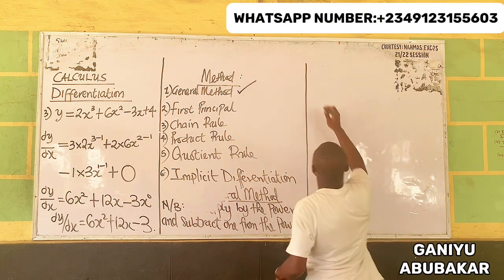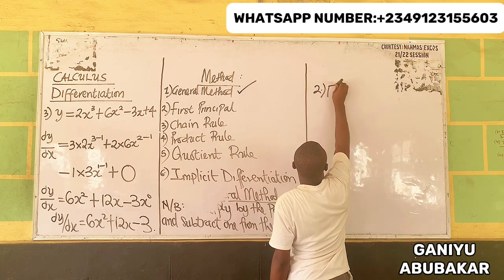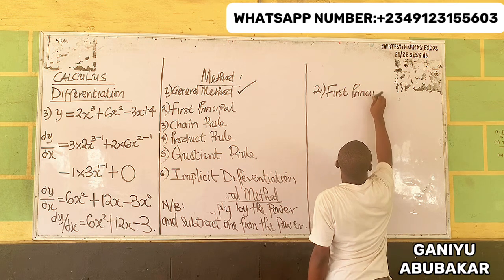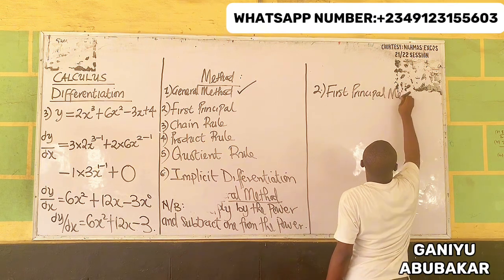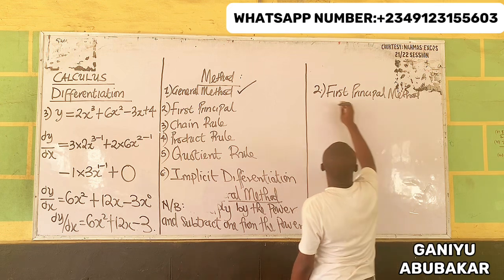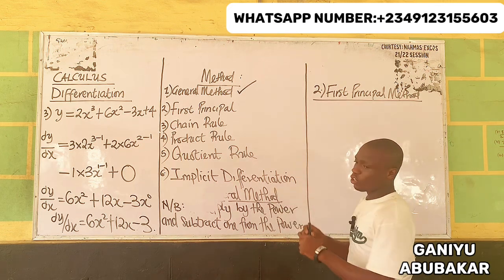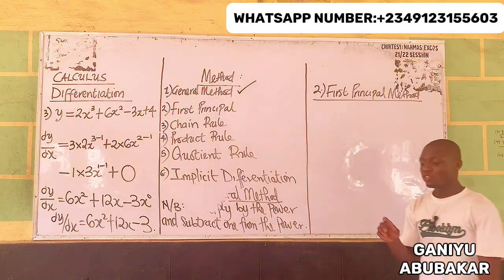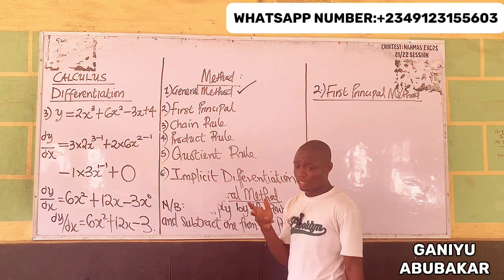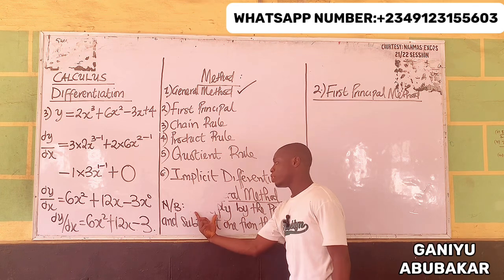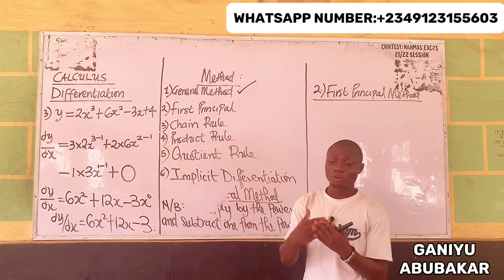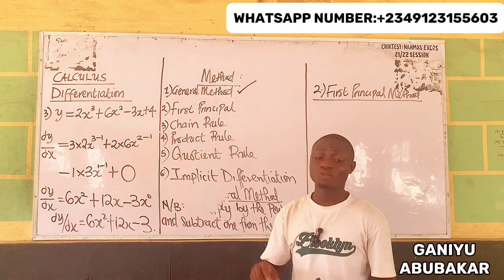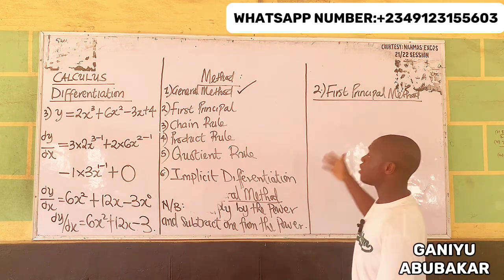All right, let's look at the second method, called the first principle method, please. For the general method, I gave you what to note, right? I said the keyword there is what? Multiply by the power and then what? Subtract 1 from the power. And I've shown you how to evaluate problems based on this. Let's look at first principle, please.